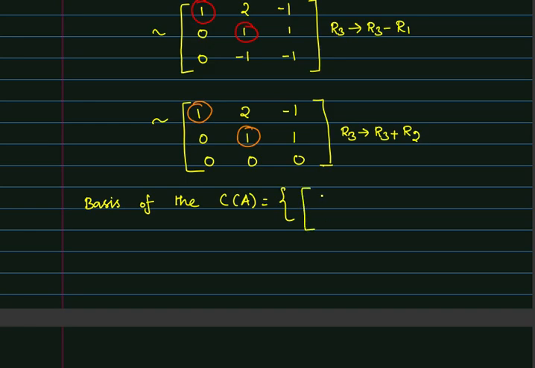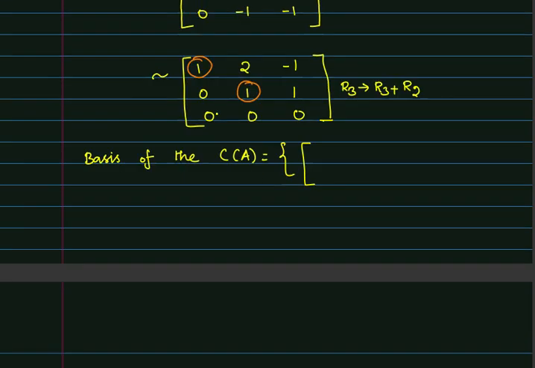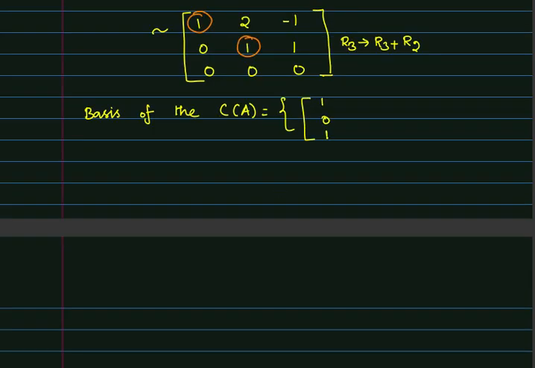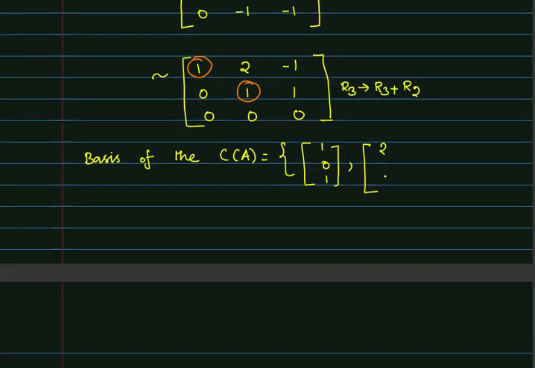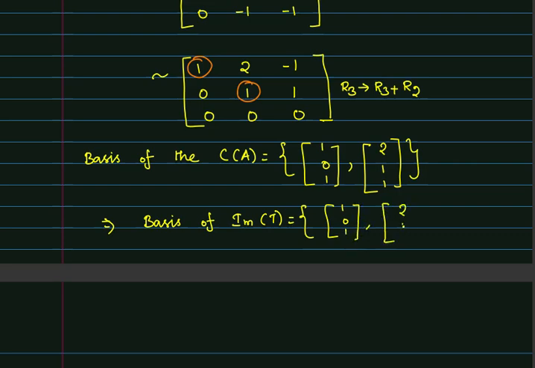the first column C1: 1, 0, 1, and the second column: 2, 1, 1. So this implies, because my question is to find the basis of the image of T, the basis of the image of T is nothing but the column space of A, that is (1, 0, 1) and (2, 1, 1).